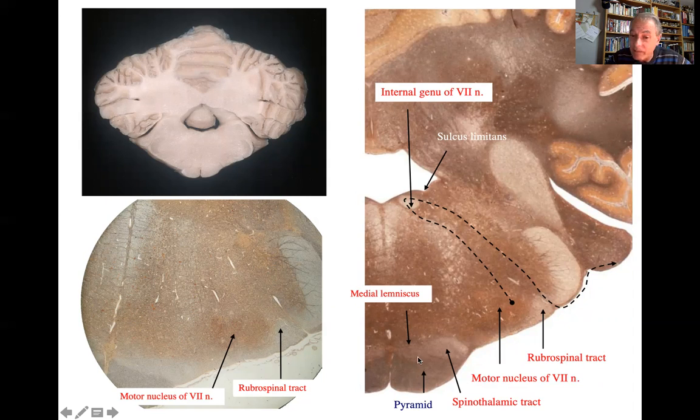And remember, again, we have the medial lemniscus and the spinothalamic tract, but at this level, we do not find the lateral lemniscus, because the lateral lemniscus has started in the dorsal nucleus of the trapezoid body that is located rostral to this section.